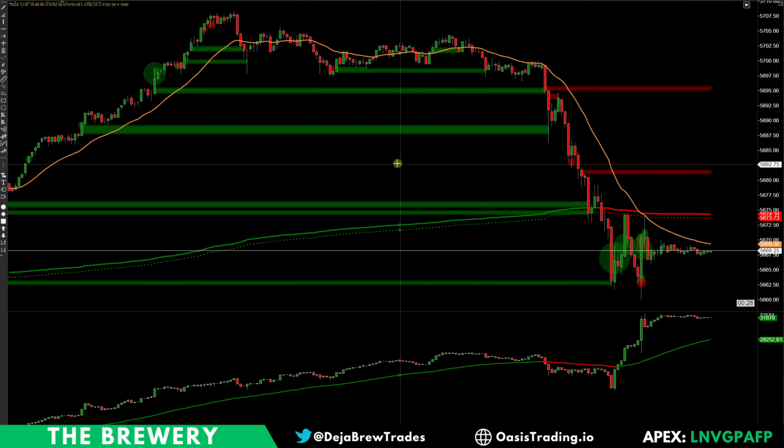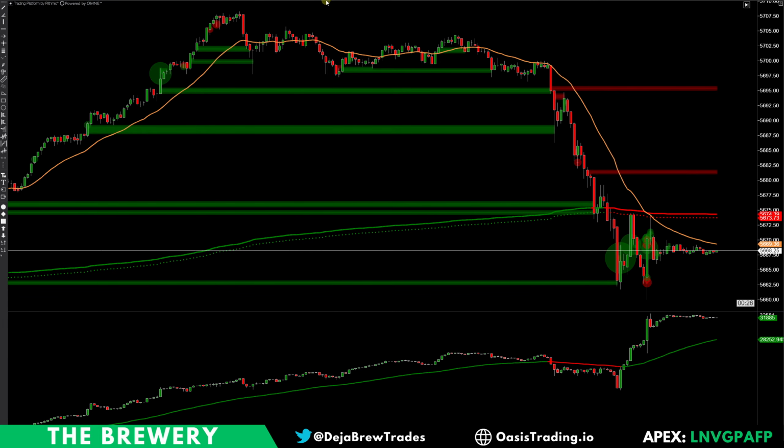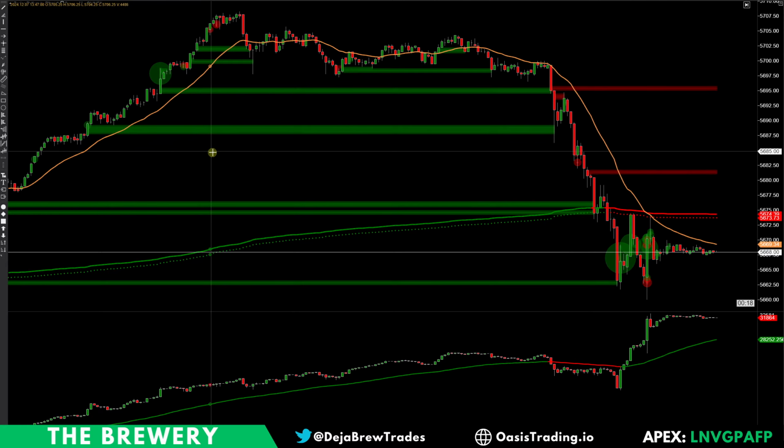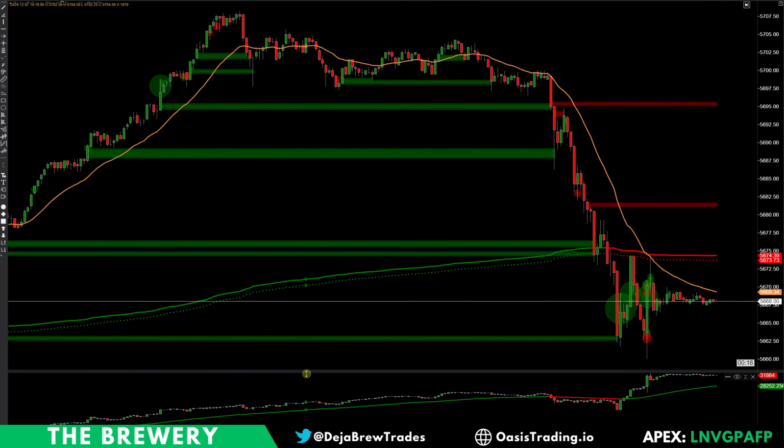So you want to make sure that your delta coming in matches the price action. When it's not matching, that's when you have the divergence. Okay, moving on to the next indicator.